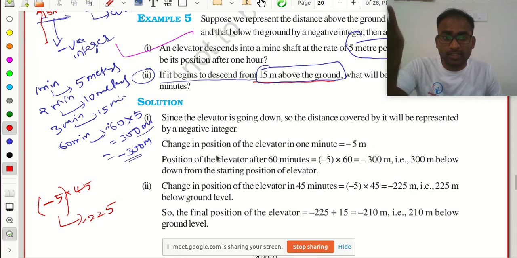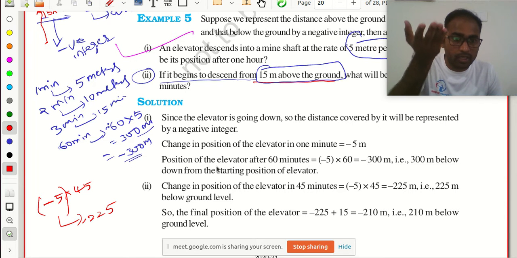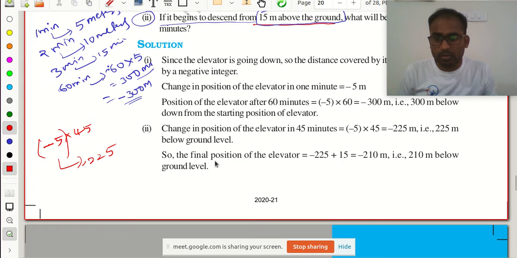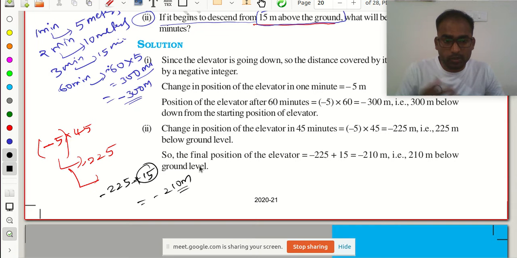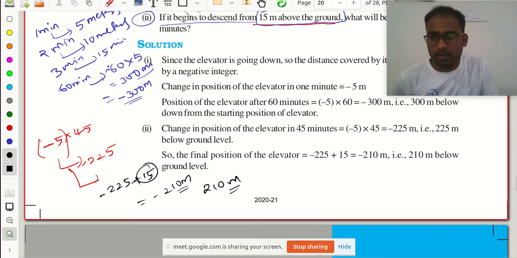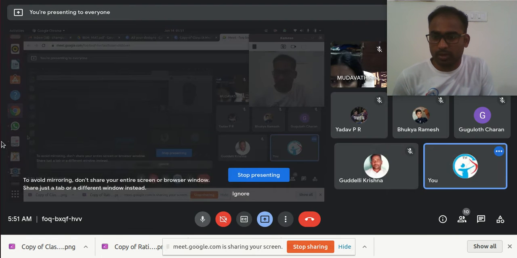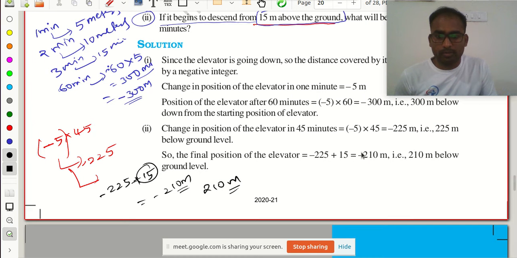Since it has an initial position of 15 meters above the ground, we need to add that. So I need to add 15 meters to this one. So minus 225 plus 15. So how much? Minus 210. What is the meaning of minus 210 meters? It means 210 meters inside the earth, 210 meters below the ground level, we can say.